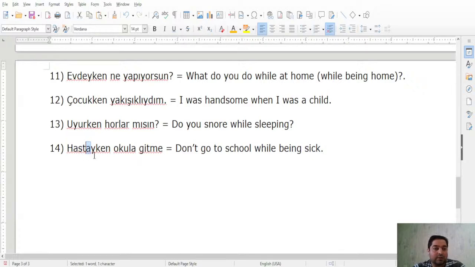Iken, you combine it. It ends in a vowel. Therefore, you have to add this fusion letter ye here. Hastayken, you combine it with ye. Hastayken okula, okula is the dative case, right? To school. Okula gitme. Don't go to school while being sick.